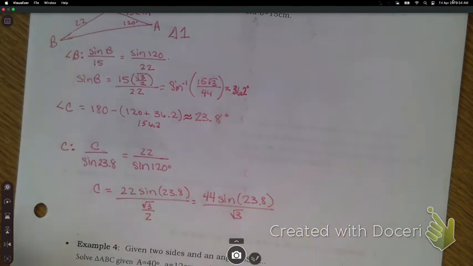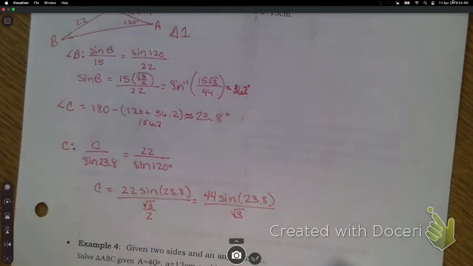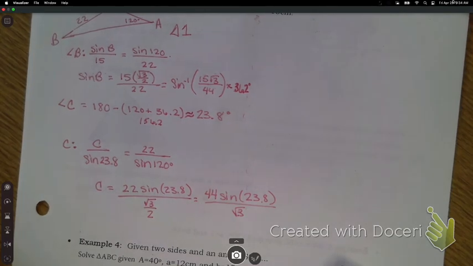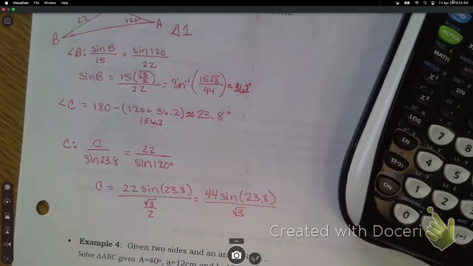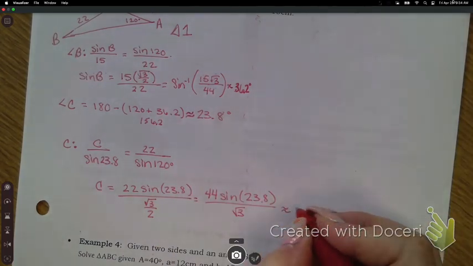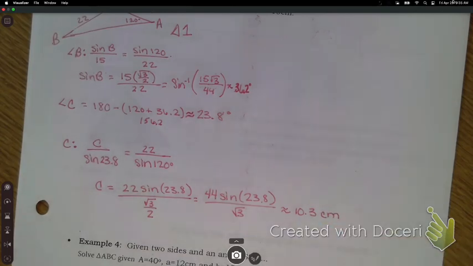Now, if I wasn't going to use a calculator, I'd have to rationalize and everything else, right? But we are going to use a calculator. Rationalizing wouldn't be hard, though. It would be 44 square root of 3, right? Ten point three. You guys agree with them? Yeah. And we got, what, centimeters? Yes, we do.